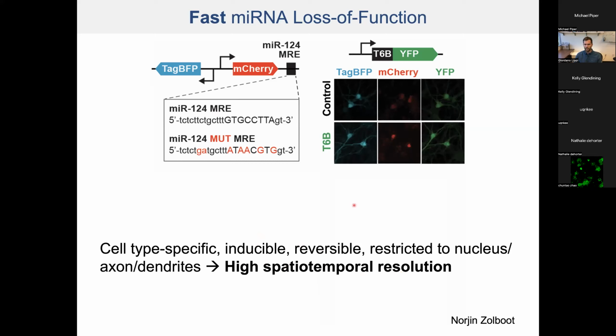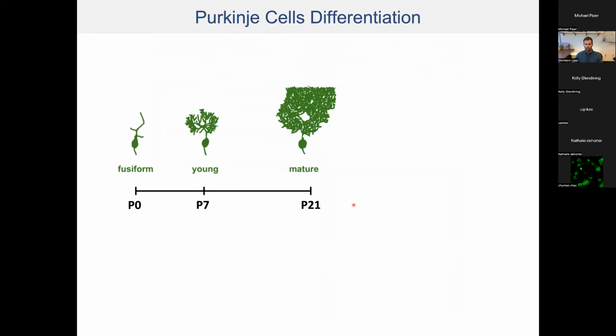I'm going to give you a couple of examples of what we're doing. So first of all, as I was telling you before, probably the lowest hanging fruit for the use of this tool is the differentiation of Purkinje cells.